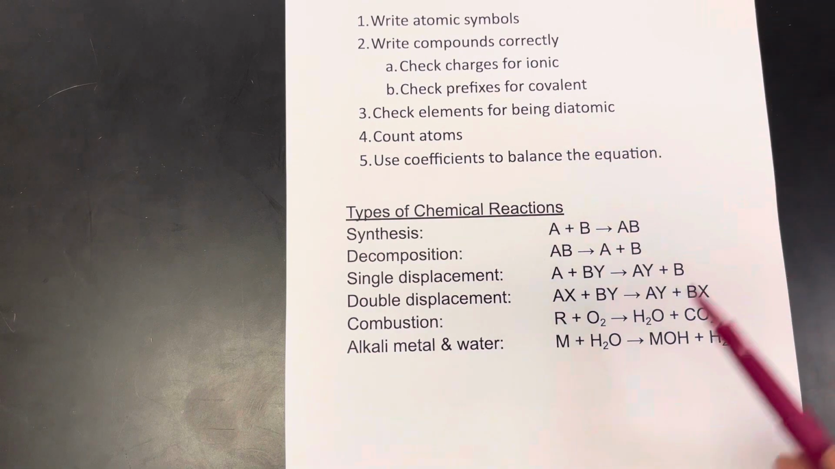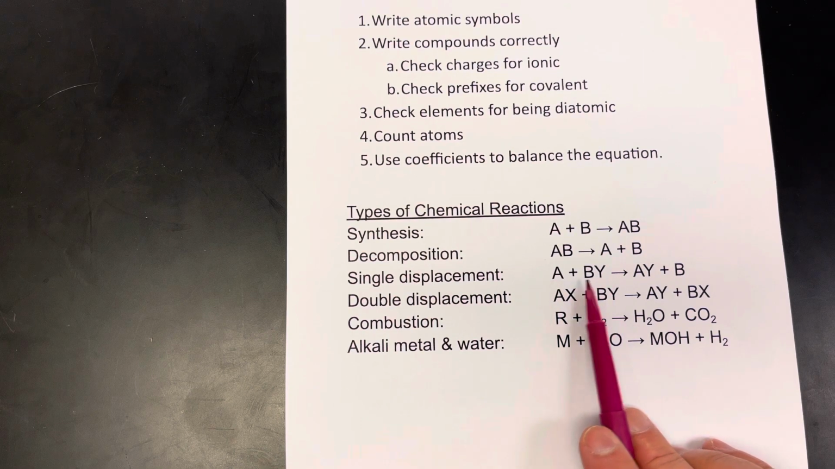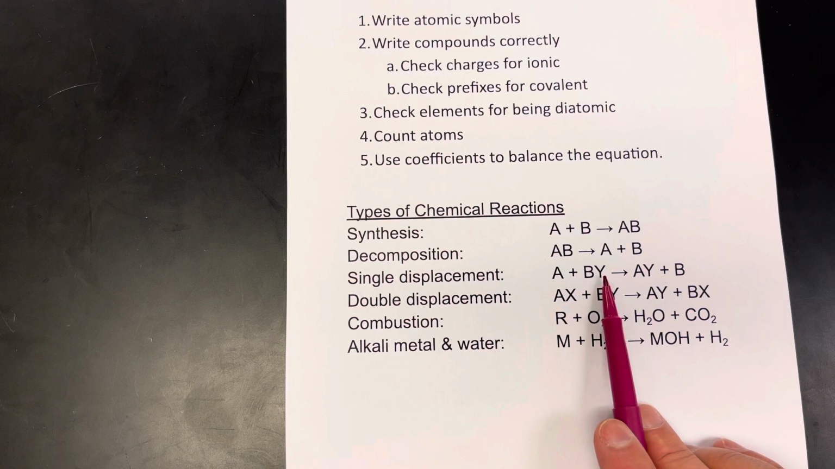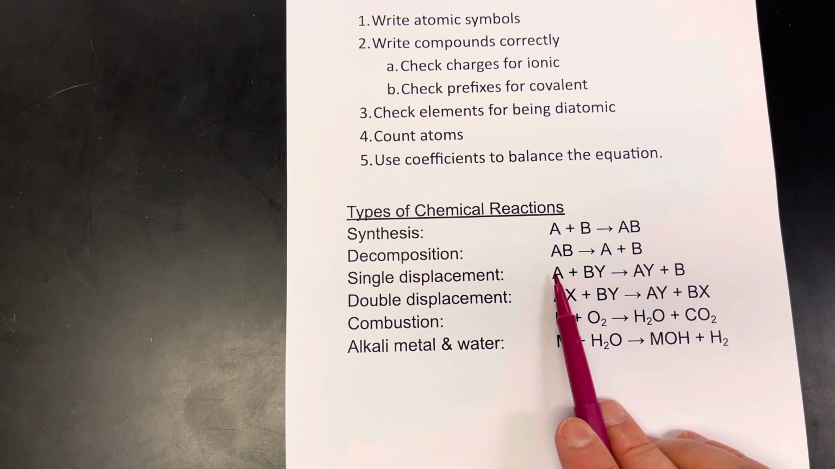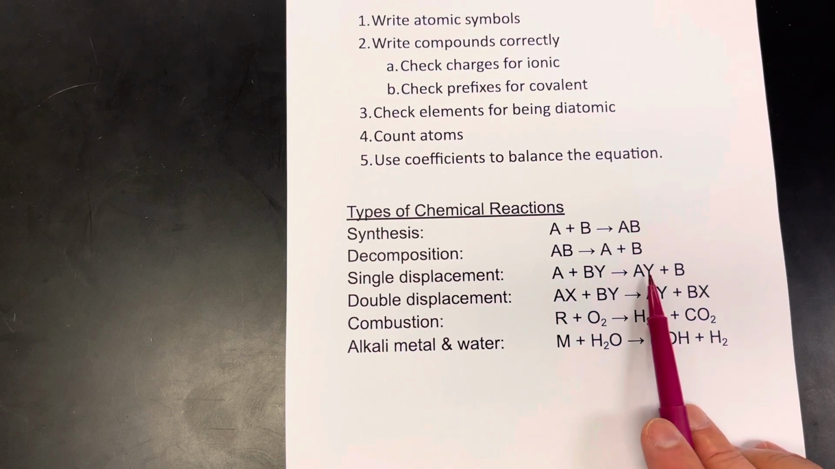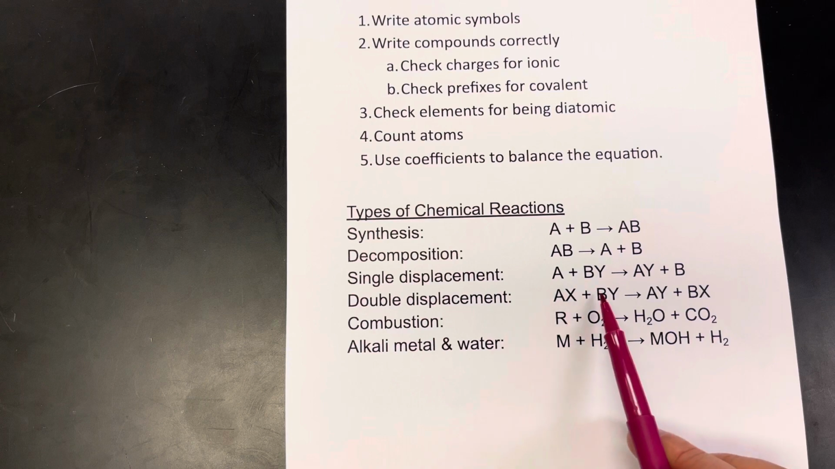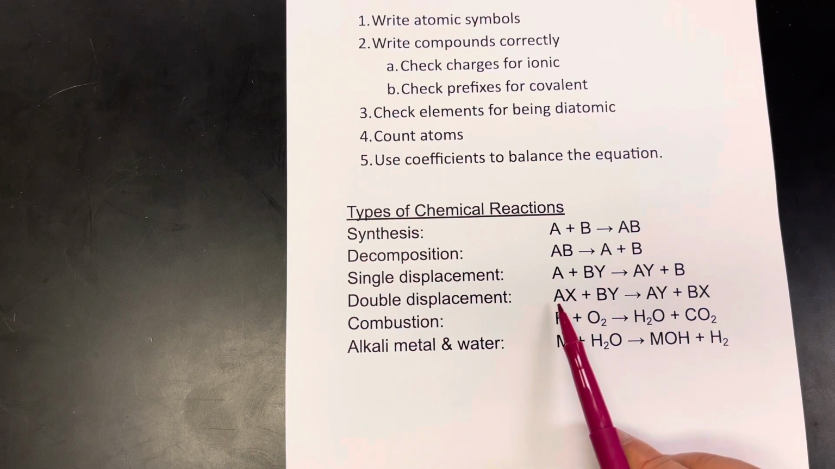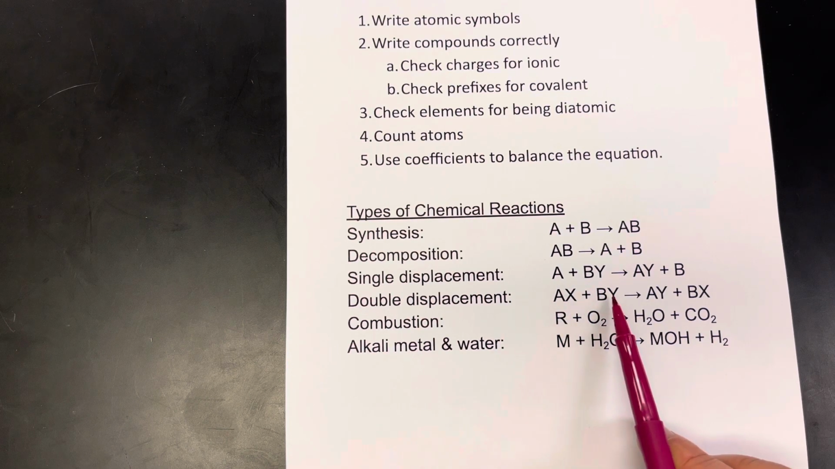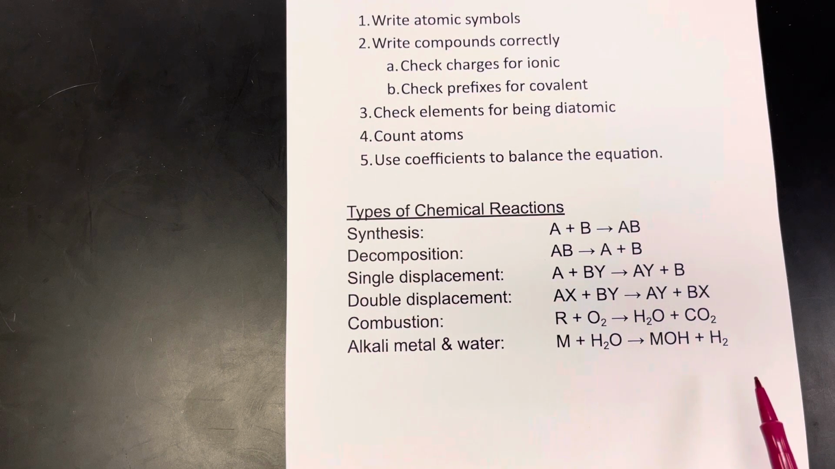Okay. Single displacement is when we have something like element A come into this compound and it hooks up with the Y, and that's basically going to displace the element B. So A comes in and takes B's spot, and it hooks up with Y. So A and Y are together, and it leaves B all by itself. In double displacement, they actually switch places. The A and B are switching places. The A is going to hook up with the Y, and the B is going to come back up here and hook up with the X.